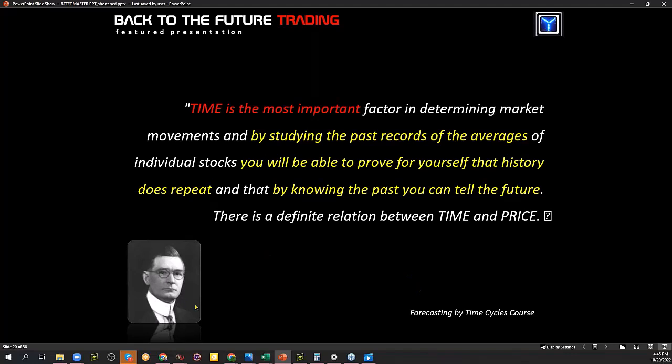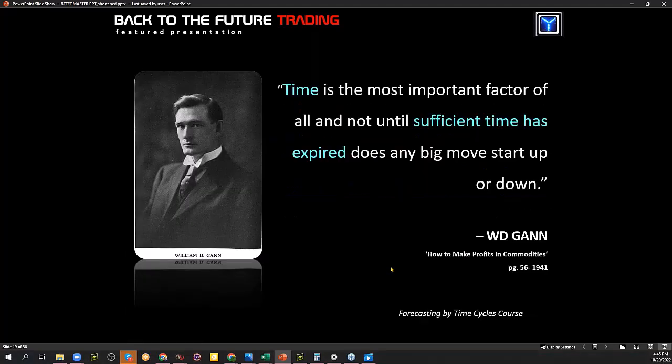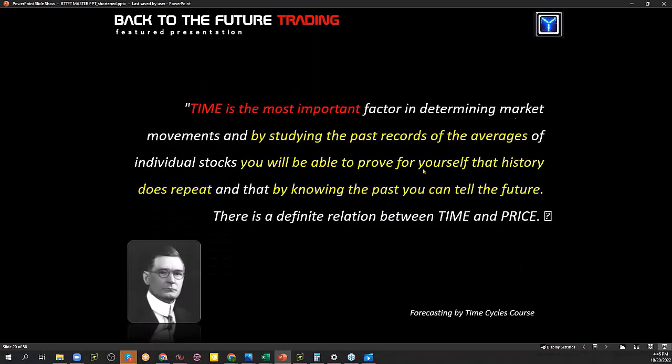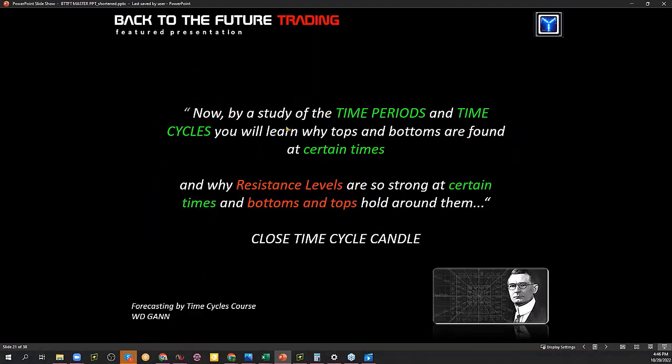Michael doesn't talk about any other trader more than W.D. Gann. Time is the most important factor of all, and it is not until sufficient time has expired that any big move starts up or down. Now, by a study of the time periods and time cycles, you will learn why tops and bottoms are found at certain times, and why resistance levels are so strong at certain times, and bottoms and tops hold around them.